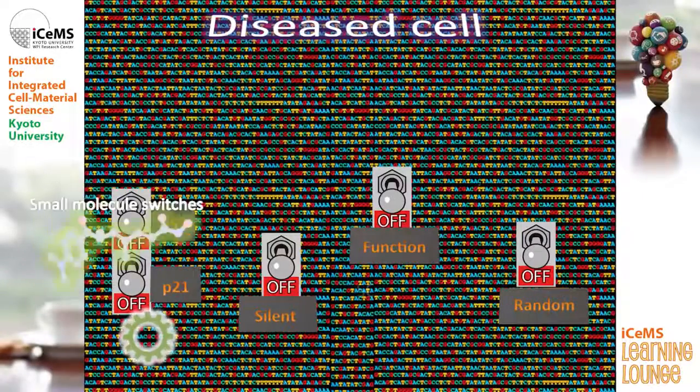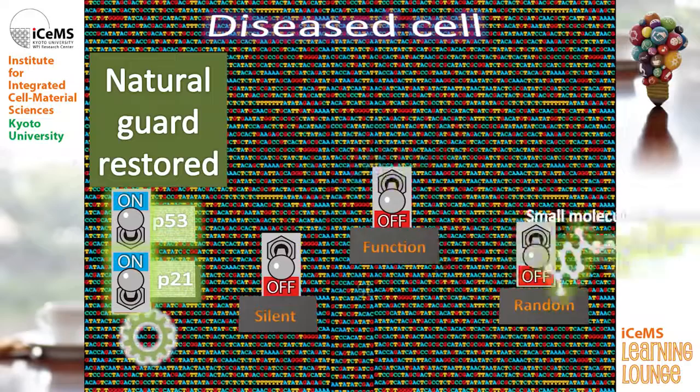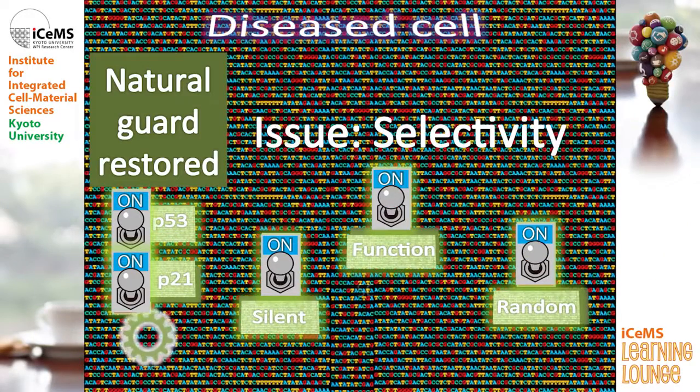Imagine this is the genome of our disease cell, and small molecule switches can enter the genome and affect the silenced gene. As you can see, the natural guard, which is P53, got restored. But there are also other genes which are not supposed to be disturbed, like the normal genes or functional genes. Those also got activated. So the issue is selectivity. This is the key area where scientists want to develop a way to target their epigenetic switches to specific places. So how can we do that?